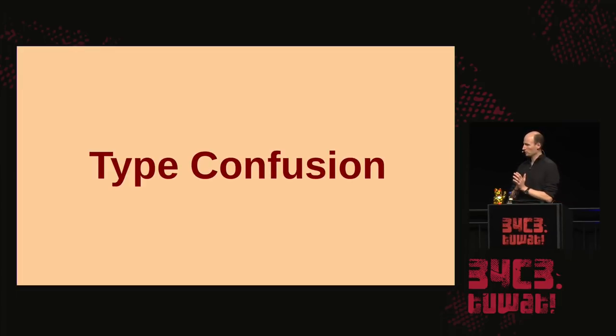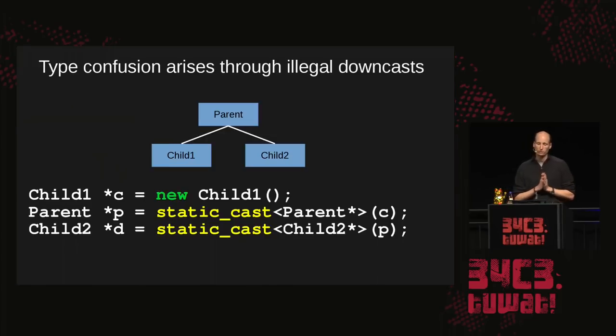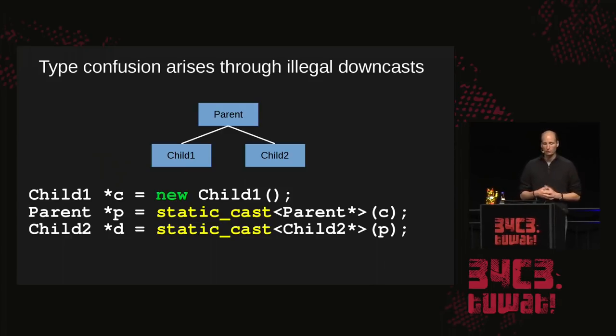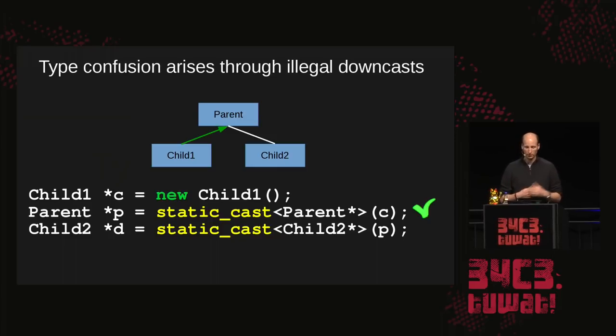So now with this knowledge, what actually is type confusion? Type confusion arises through illegal downcasts. Assume we have the following type hierarchy. We have a parent class and two dependent classes, child one and child two. Now, if we allocate an object of type child one and store it in the C pointer, we can cast it to a parent type, right? So we can cast from the child one object to parent object. And as these two classes are dependent, this is a valid cast.